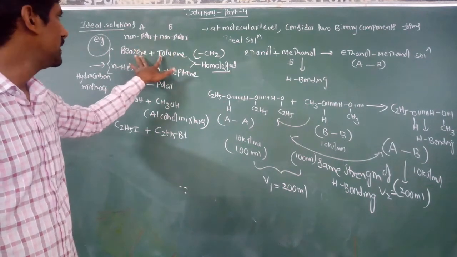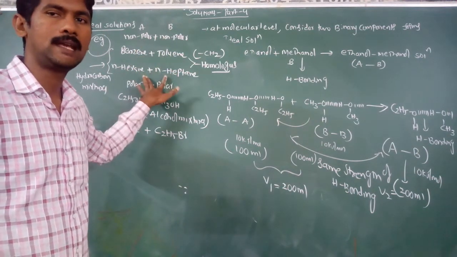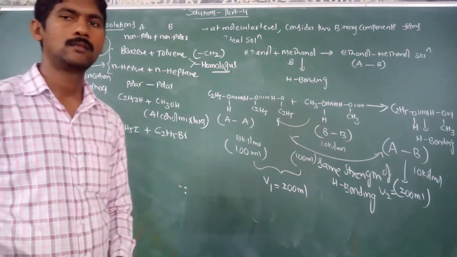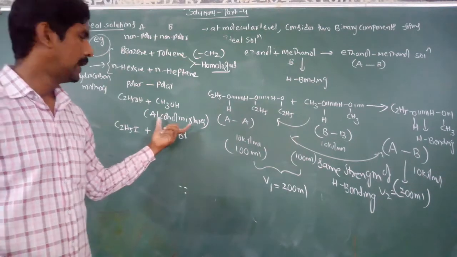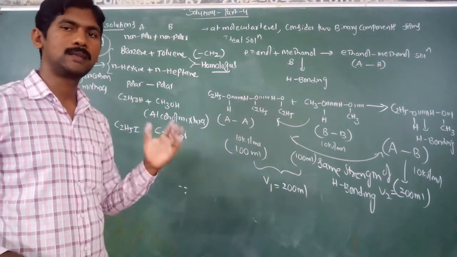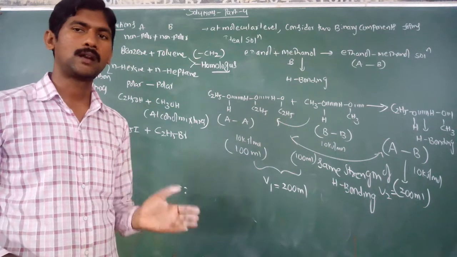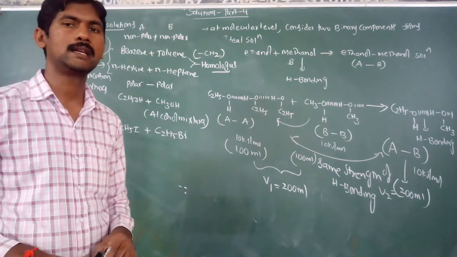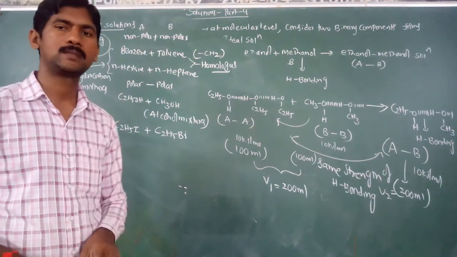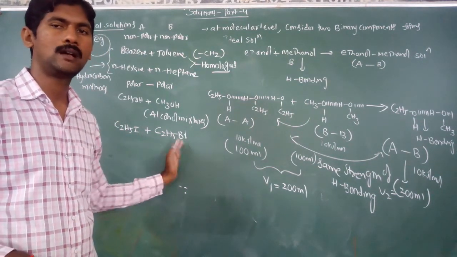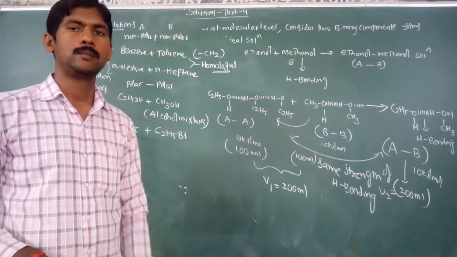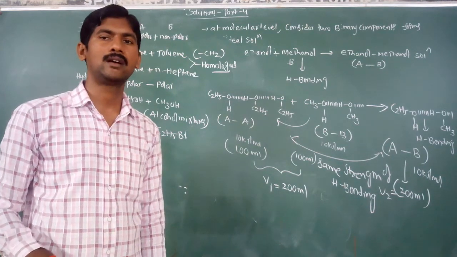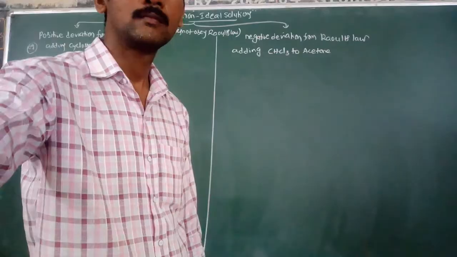Hydrocarbon mixtures: benzene is a hydrocarbon, toluene is a hydrocarbon, n-hexane is a hydrocarbon, n-heptane is a hydrocarbon. Hydrocarbon mixtures can form ideal solutions. And any alcohol mixtures: methanol, ethanol, propanol, isopropyl alcohol. These alcohol mixtures can also form ideal solutions. And alkyl halide mixtures, ethyl iodide, ethyl bromide, or any other. These mixtures can form ideal solutions, which obey Raoult's law at all concentrations and temperatures.